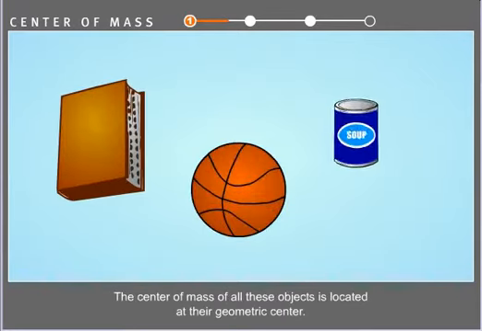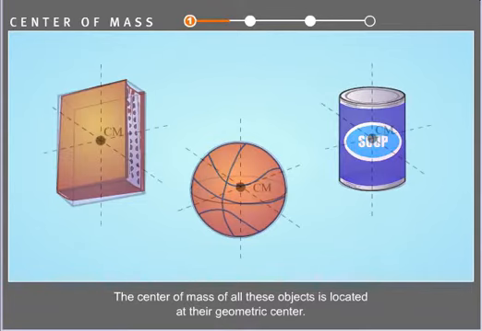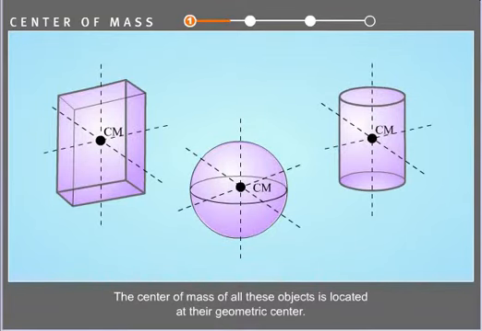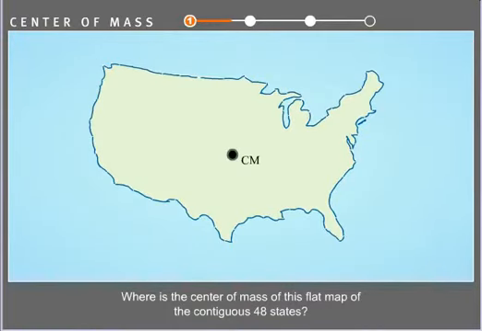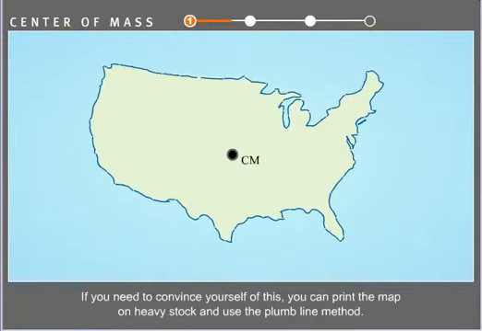The center of mass of all these objects is located at their geometric center. Where is the center of mass of this flat map of the contiguous 48 states? If you need to convince yourself of this, you can print the map on heavy stock and use the plumb line method.